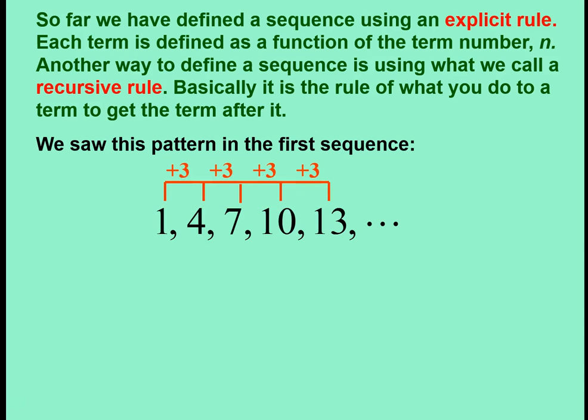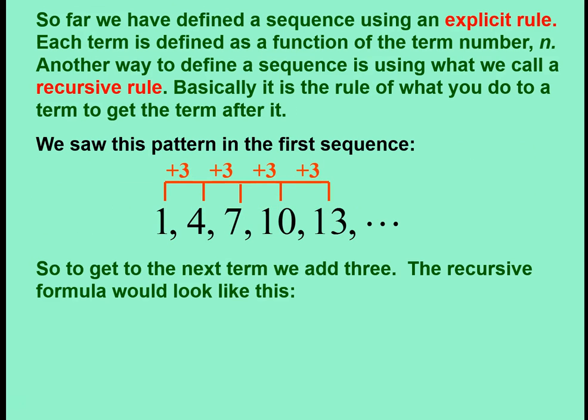We saw this pattern in the first sequence. Notice to get to the next term, we just add 3 to each of the previous terms. The recursive formula would look like this. The first term must be given because we have to have a previous term to add 3 to.